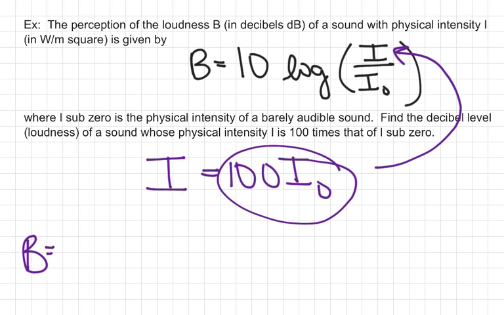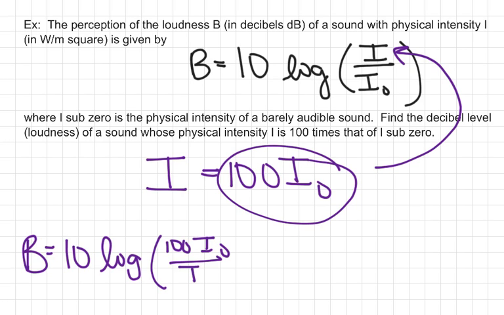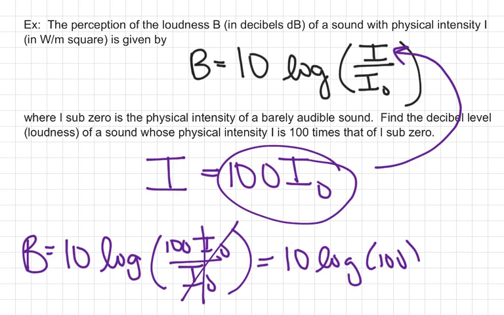So B is equal to 10 times the log of 100 I sub 0 over I sub 0. Well, guess what's going to happen to those I sub 0s? They go away, and you're left with 10 times the log of 100. That is something that I can shove in my calculator. Well, I find out the answer is 20 decibels.